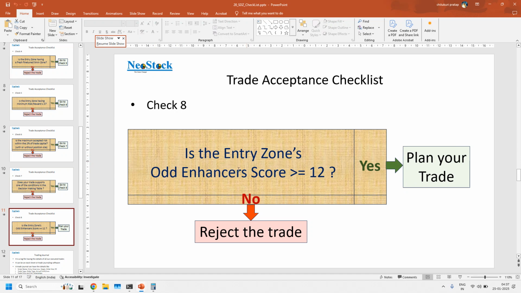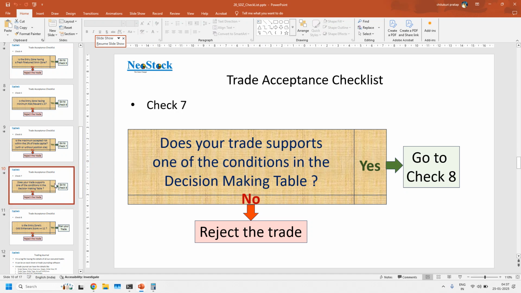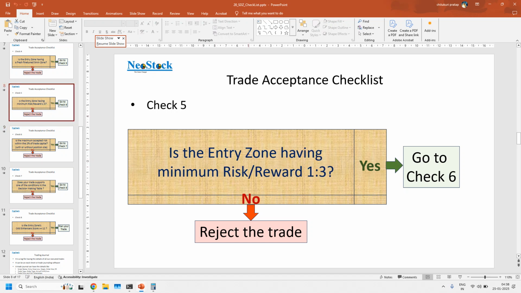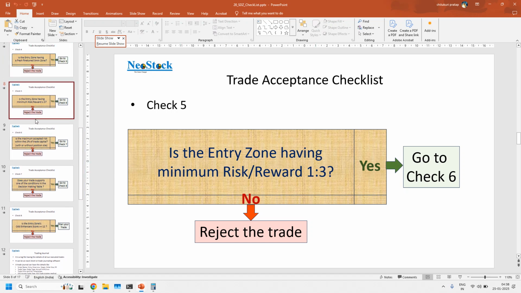Now, is your odd enhancer score 12? Yes, in the software itself we filtered. Decision making software is taking care. Just now we achieved 1.25% risk, less than or equal to 2%. We achieved 1:3 RR to the entry we defined.